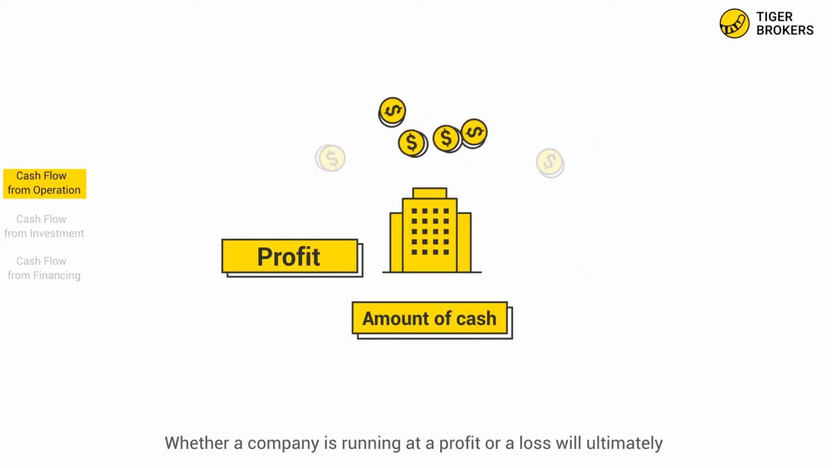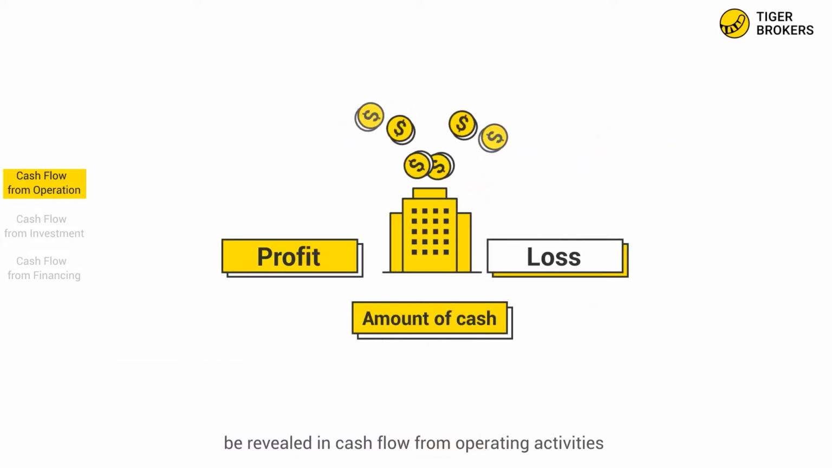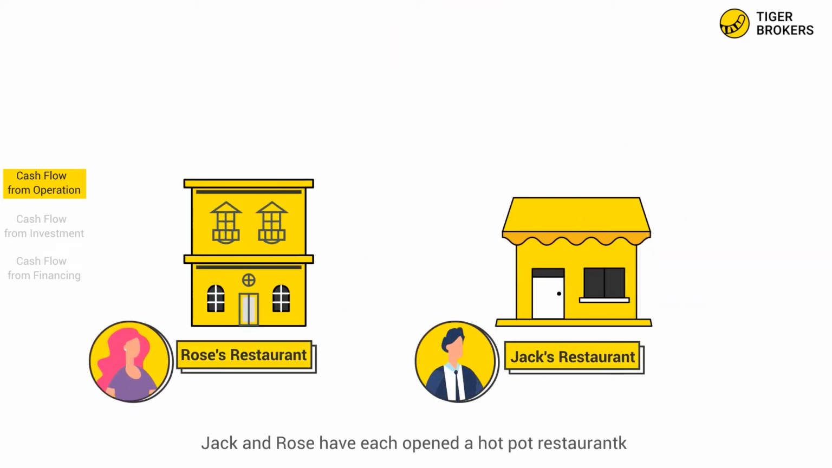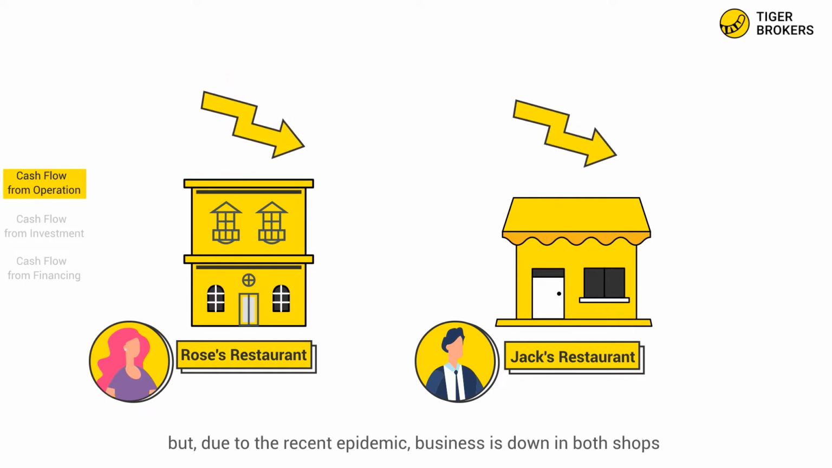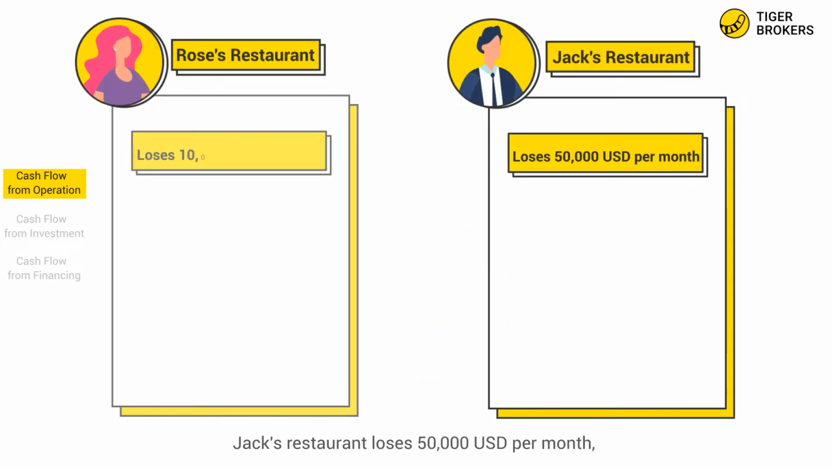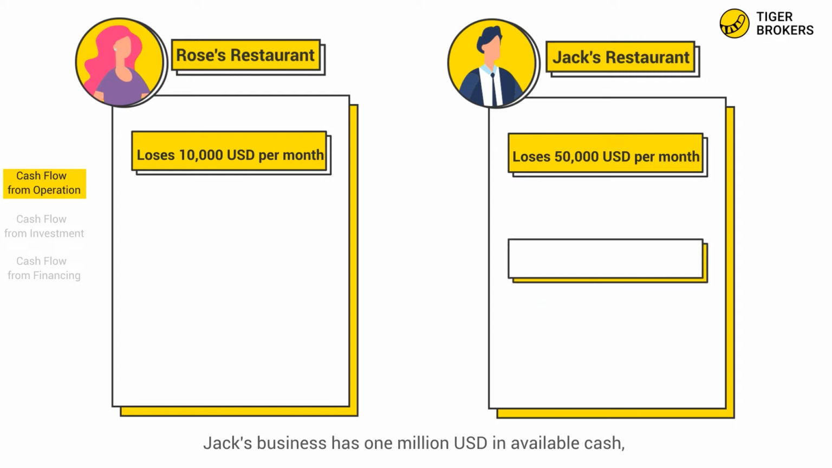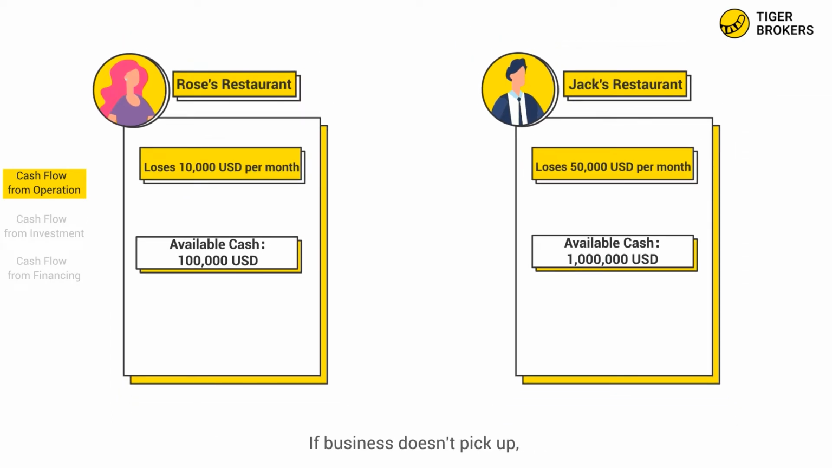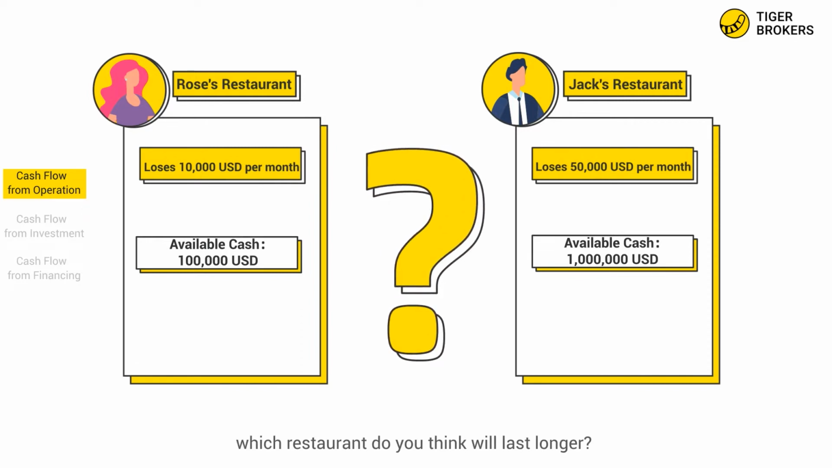Whether a company is running at a profit or a loss will ultimately be revealed in cash flow from operating activities. Let me give you an example. Jack and Rose have each opened a hot pot restaurant. But due to the recent pandemic, business is down in both shops. Jack's restaurant loses $50,000 per month, and Rose's currently loses $10,000 per month. Jack's business has $1 million in available cash, while Rose's shop has $100,000. If business doesn't pick up, which restaurant do you think will last longer?